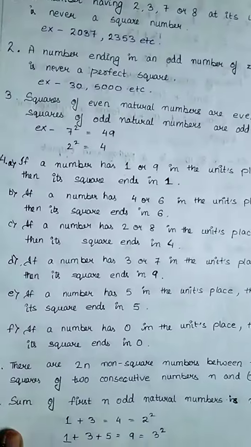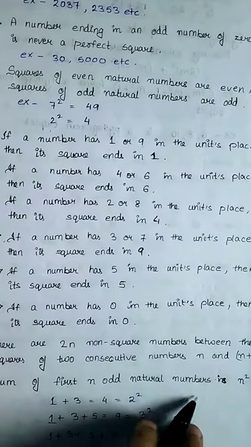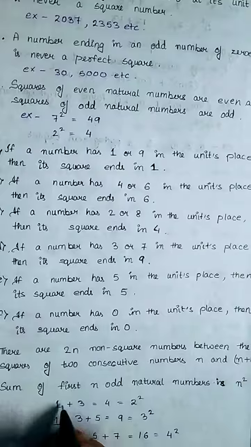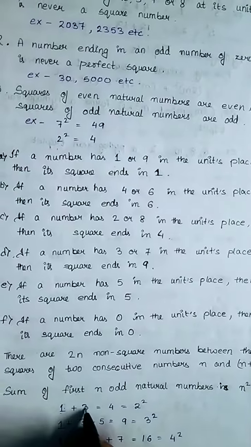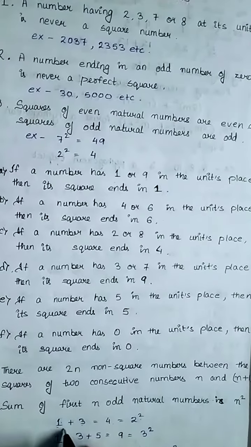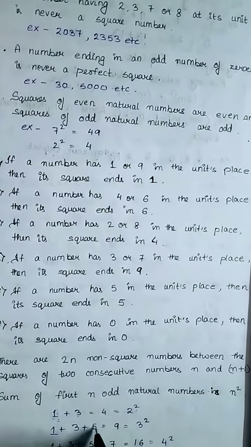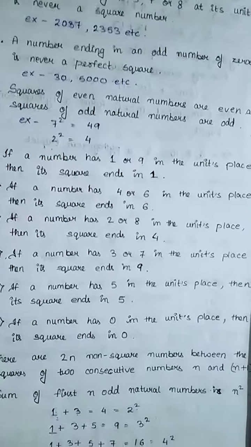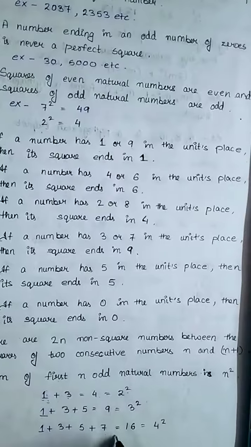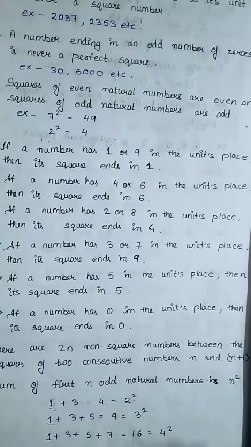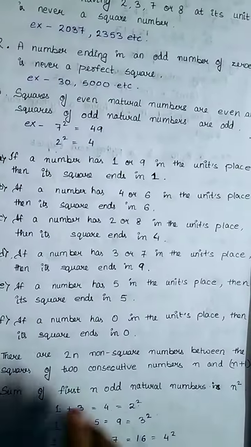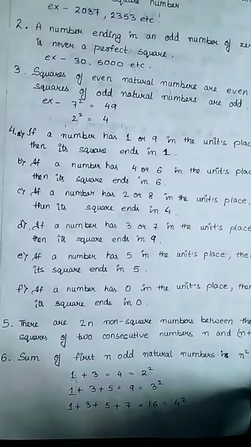The sixth property says the sum of the first n odd natural numbers is n squared. When you add 1 plus 3, two odd numbers, you get 4, and 4 is the square of 2. When we add 3 odd numbers, we get 3 squared. When we add 4 odd numbers, we get 4 squared. When we add 5 odd numbers, 1 plus 3 plus 5 plus 7 plus 9, we get 5 squared. Like this it will go. But we have to start from 1. We cannot start from any other number.